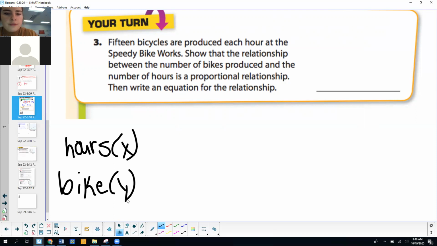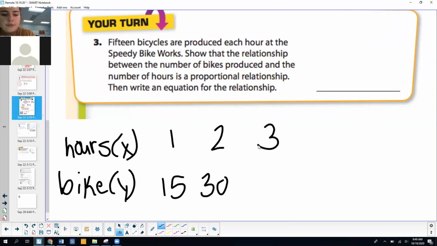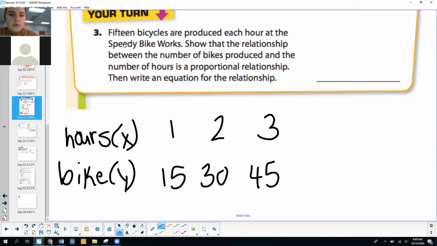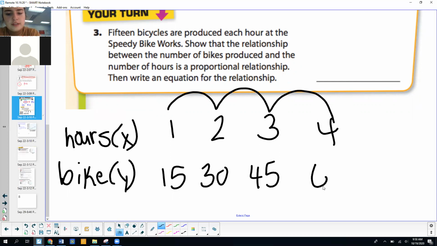So for 1 hour, 15 bicycles are produced. So in 2 hours, 2 times 15 gives us 30. In 3 hours, 3 times 15 gives us 45, so on and so forth. So show that the relationship between the numbers produced is proportional. So that's a proportional relationship because each time we're jumping by 15. So 4 would be 4 times 15, which would give us 60. So each time we're jumping by 15.